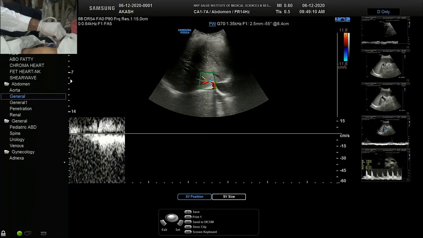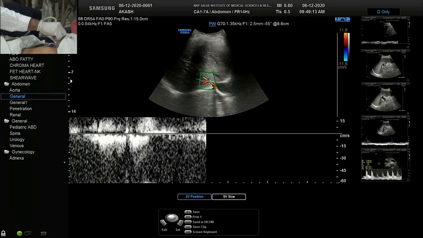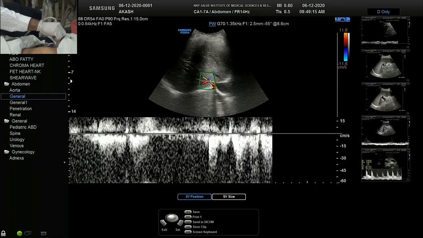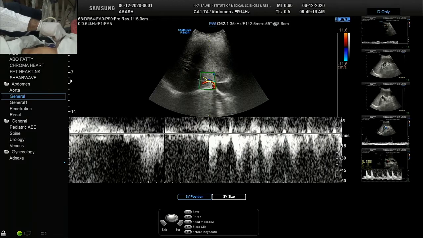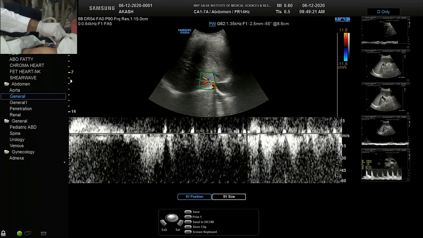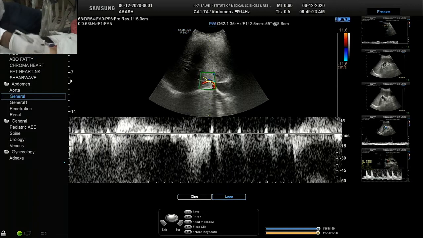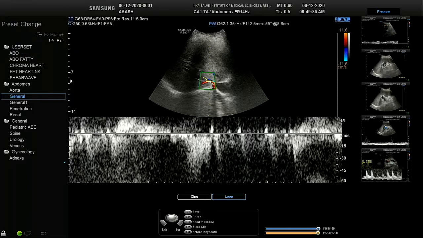I am going near to the confluence. Now you see that triphasic flow. So, except for the paraumbilical vein, splenomegaly, and dilated splenic vein, almost everything is normal in this case. So, we move to the next patient.